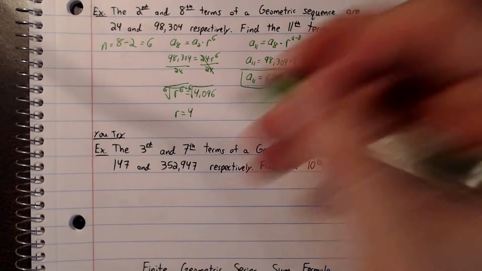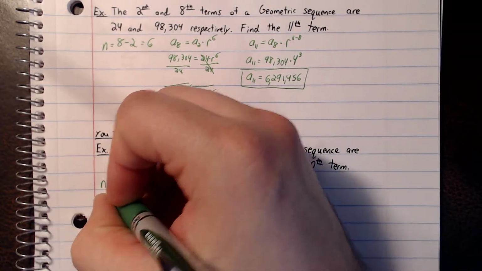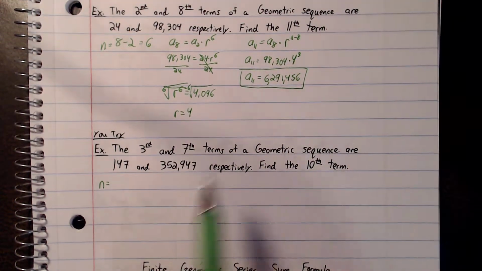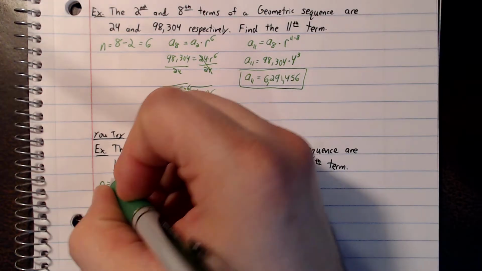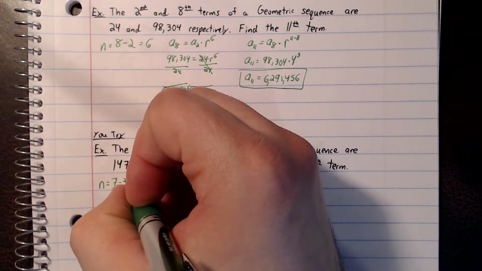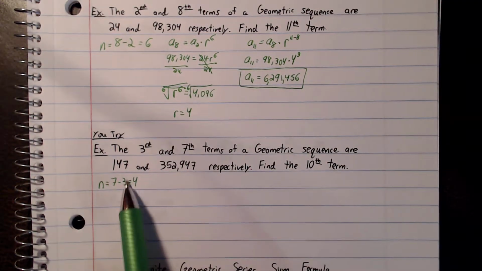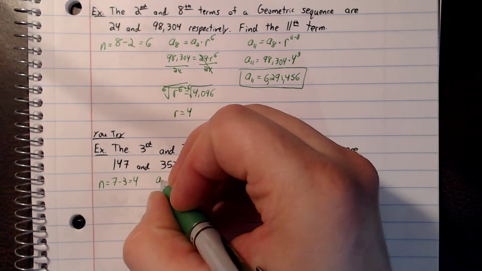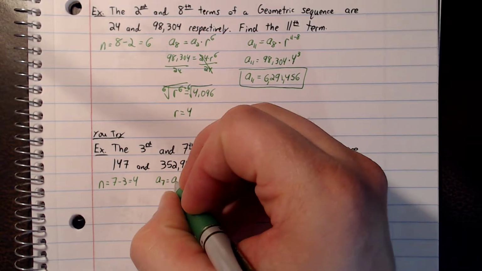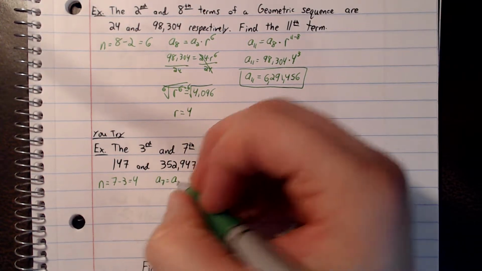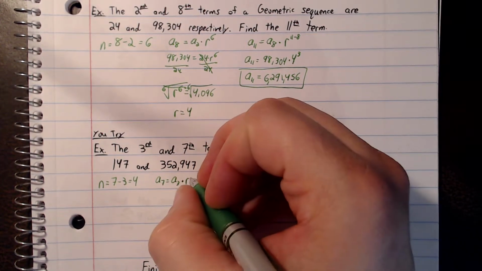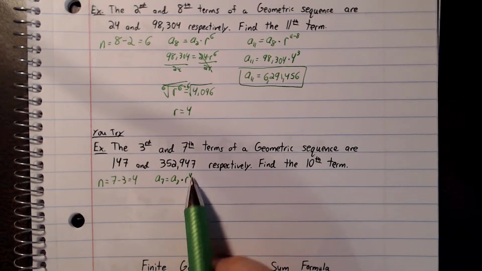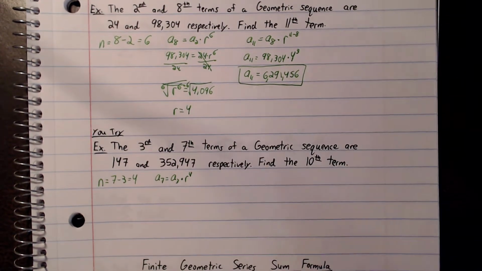Alright, let's check this out. So we need to know how many times we're multiplying in between these numbers, right? We end up finding that there are 4 repetitions that we're doing here, meaning the 7th term is equal to the 3rd term times whatever ratio to the 4th power. We're using that ratio 4 times between these.